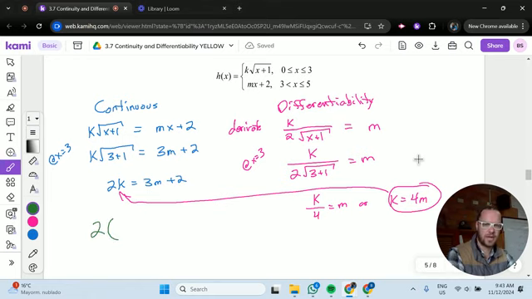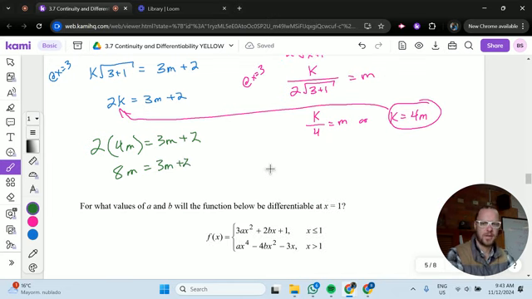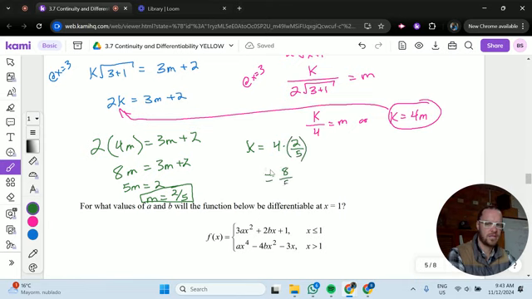So then we put 2 times 4m equals 3m plus 2. Simplify that. 8m equals 3m plus 2. Which means that I'm going to subtract 3m from both sides and get 5m equals 2. Which means that m is equal to 2/5. Then I plug that into the other one. So to find k, I'm going to get 4 times 2/5, which is 8/5. And so our two variables, the way to make this thing continuous and differentiable everywhere, are m is 2/5, k is 8/5.